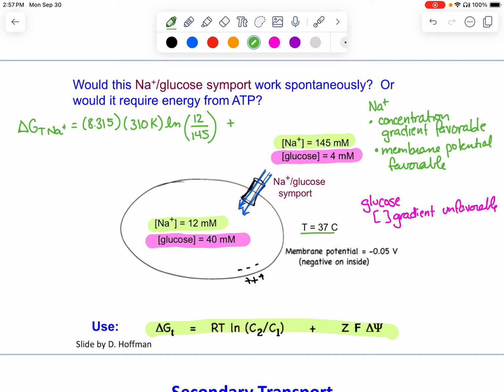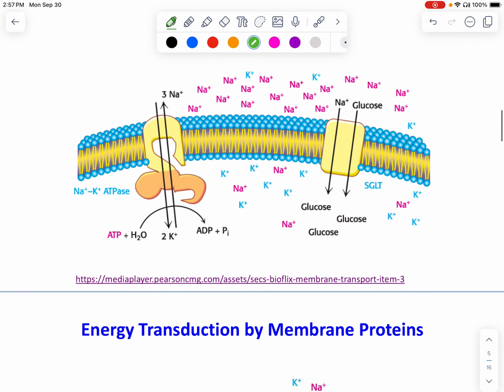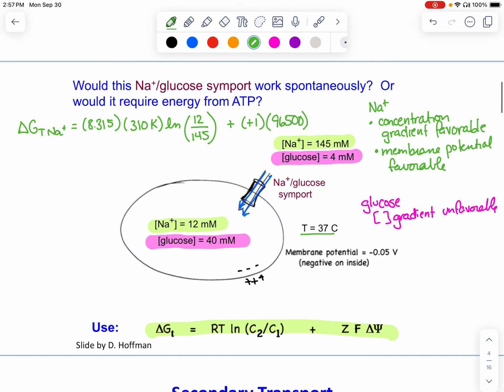And then I have to take into account the membrane potential. Sodium has a +1 charge. I know Faraday's constant. And I know the voltage that was given.